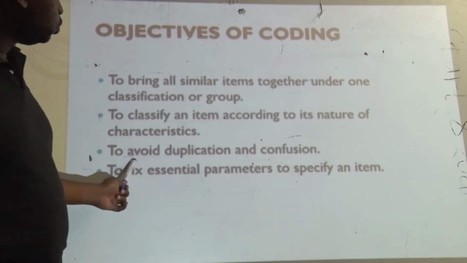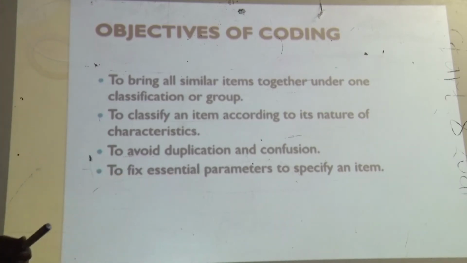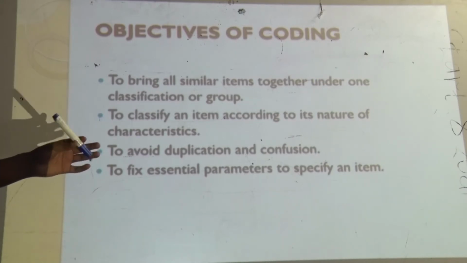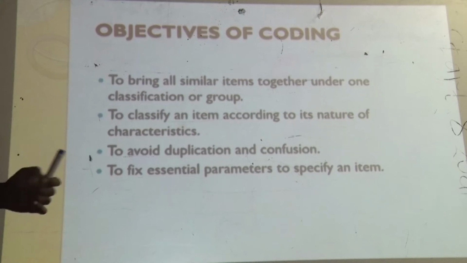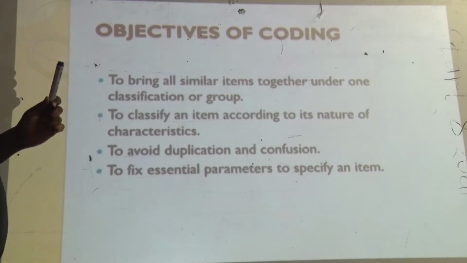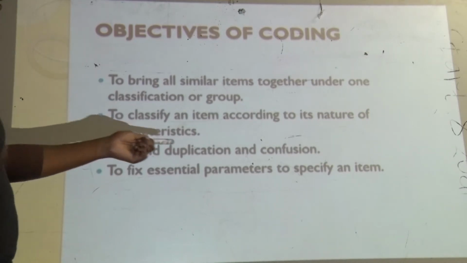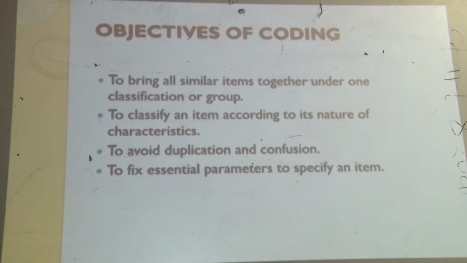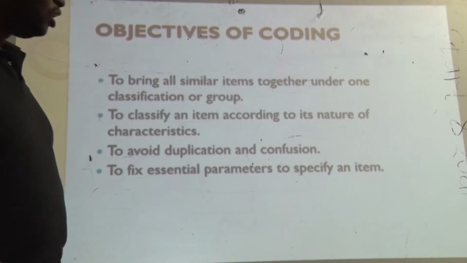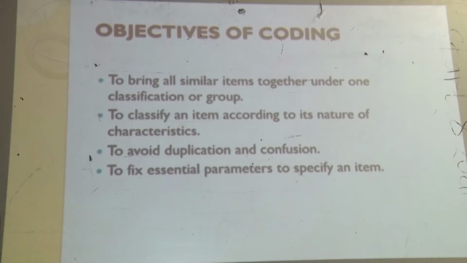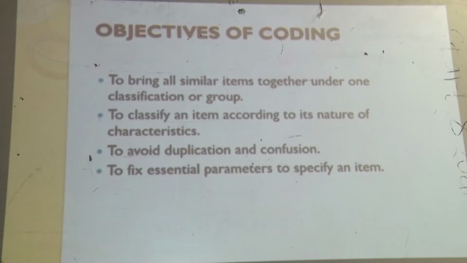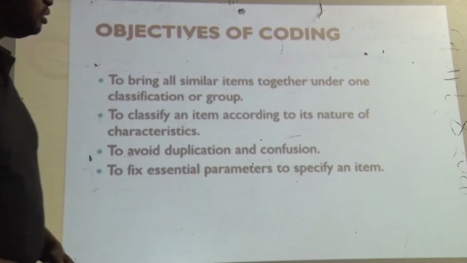It also allows you to avoid duplication and confusion. So when you're using a code, it is always easy for you to avoid confusion. Therefore, coding is very important in that the organization does not confuse the items. The other thing is that it enables you to fix essential parameters to specify an item. So you are able to come up with various characteristics that will ensure you specify your items.